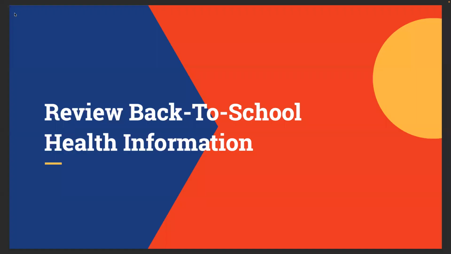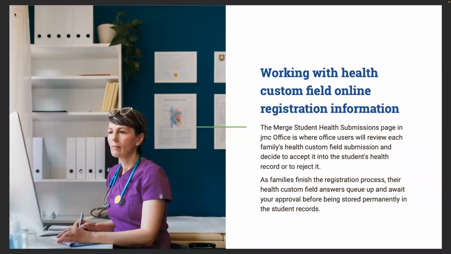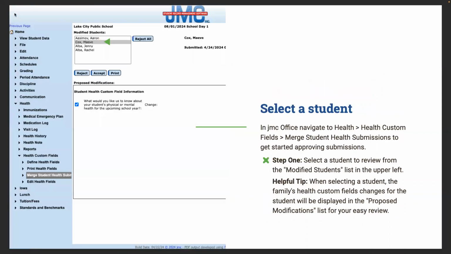Then we'll talk about reviewing that health information. The Merge Student Health Submissions page in JMC Office is where office users will review each family's health custom field submission and decide to accept it into the student's health record or to reject it. As families finish the registration process, their health custom field answers queue up and await your approval before being stored permanently in the student's records. So in JMC Office, head to Health, Health Custom Fields, Merge Student Health Submissions to get started.